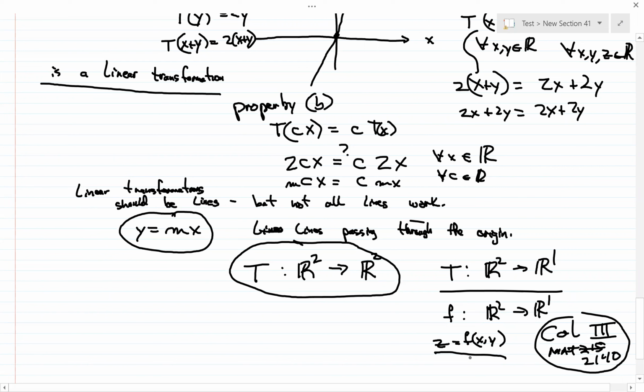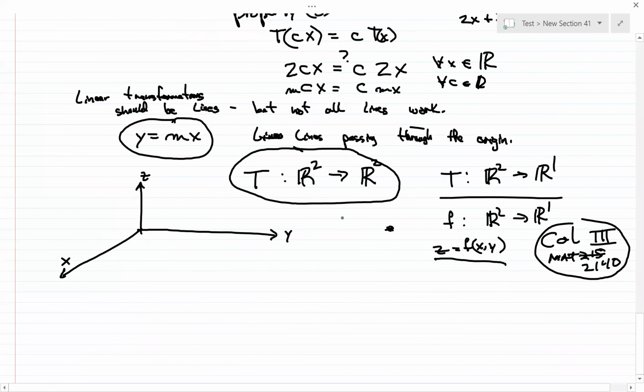Okay. But how do you draw those things? You draw them. R2 is usually drawn as the XY coordinate system, and that's the domain, and where you're going into, the codomain, is what? The z-axis. So what do functions that look like this look like? Surfaces? Surfaces.